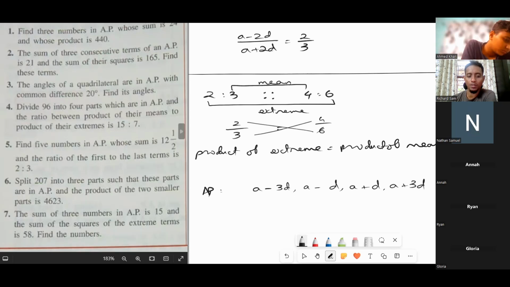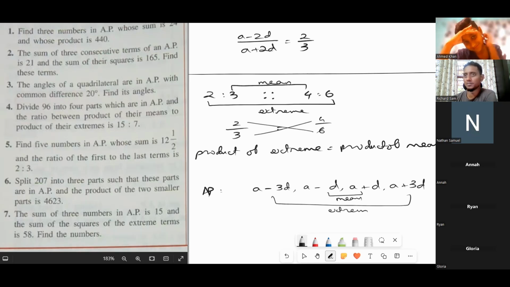The ratio between the product of their means. Which are the means? These two are the means. So the product of their means to the product of the extremes. The product of means divided by the product of extremes will be equal to 15 upon 7. Okay, so like that you get your two equations.